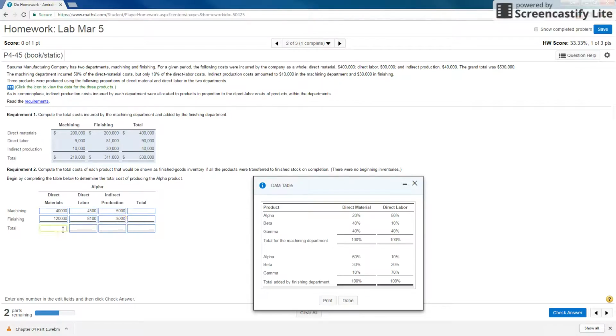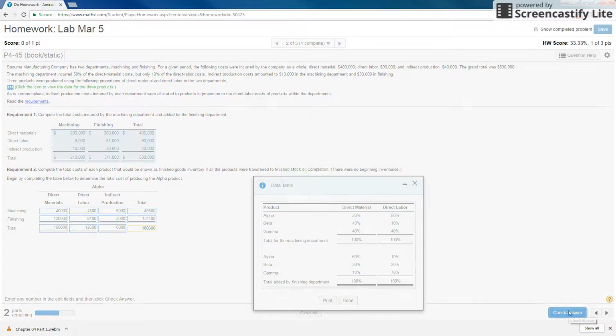All the other columns are just the summation. So $160,000, 12,600, 8,000. Over here it will be 49,500, and the final one 131,100. So the total will be 180,600. Let's see if I didn't mess that up.